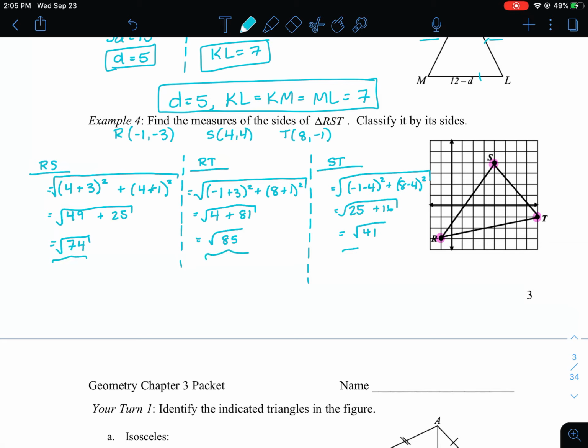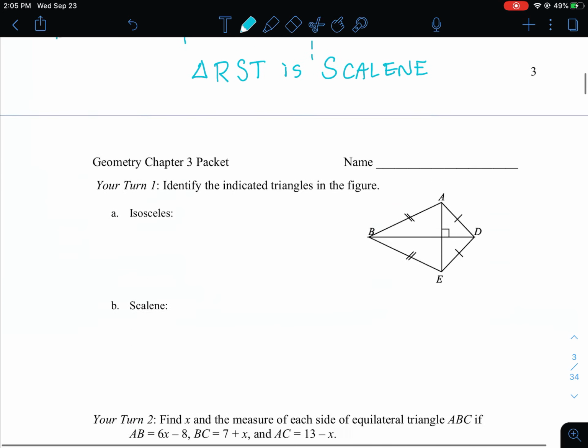So now if I'm looking at all of those, they're all different. So that means that triangle RST is scalene. All right, so it's a different way to have to classify them.